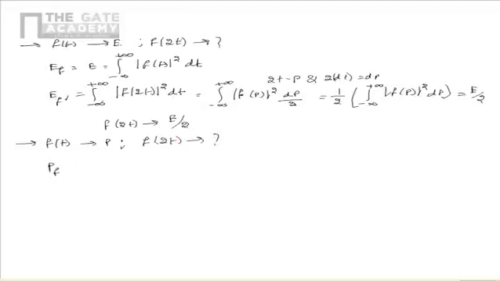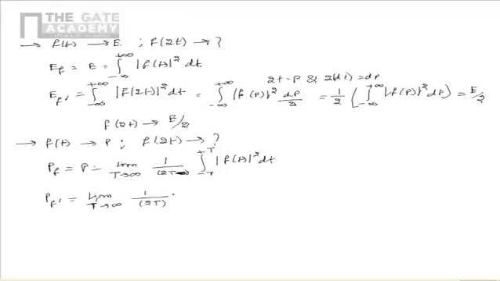We know that the power of the signal f of t is given as P_f is equal to limit T tends to infinity 1 by 2T integral from minus T to plus T mod of f of t whole square dt. Now the power of the signal f dash is given as limit T tends to infinity 1 by 2T integral from minus T to plus T mod of f of 2t whole square dt.